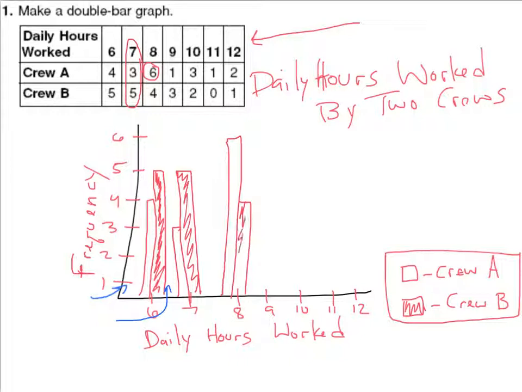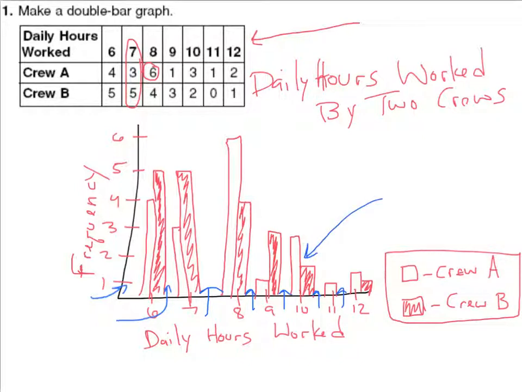And I finish with 9, 10, 11, and 12. And here's the finished graph. Okay, notice again, I continue to use these spaces. There's space in between both bars. Okay, now there's not spaces in between crew A and crew B, but there is in between 6, 7, 8, 9, 10, 11, and 12. All right, and that's a final double bar graph.